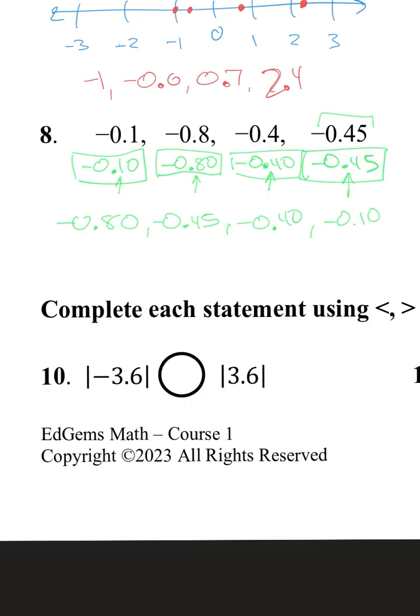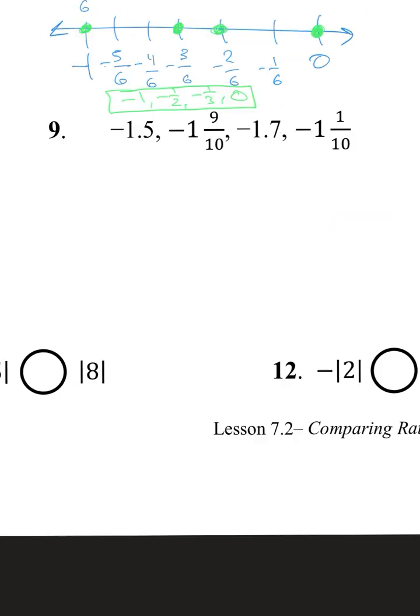So hopefully that explanation makes a little bit of sense to you. If it doesn't, again, make sure you ask your teachers for a better explanation and maybe they can help you out. All right, moving on to number 9. On number 9, we have negative 1 and 5/10, negative 1 and 9/10, negative 1 and 7/10, and negative 1 and 1/10. So we've got a mixture of decimals and fractions here.